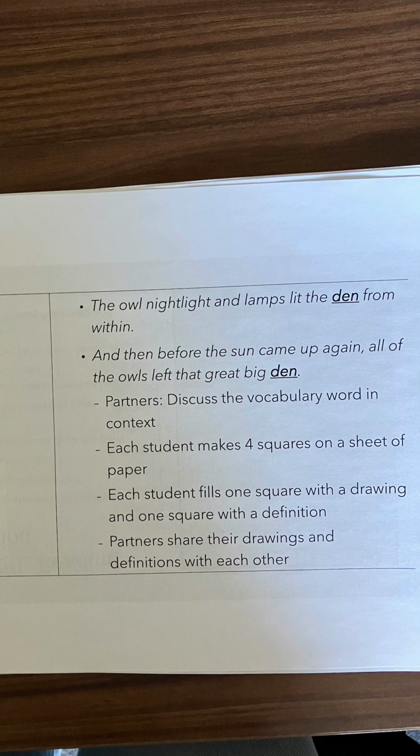4 squares on a sheet of paper or within their vocabulary notebooks. And then each student fills one square with a drawing and one square with a definition. So they're drawing what they think a den is, and then they're writing down in the other square their definition based on context. What do they believe the word den means? So both of them are drawing a picture and giving a definition, and then they can share it with each other. And then you can have the class as a whole share their pictures and their definitions and discuss what does this word den mean?